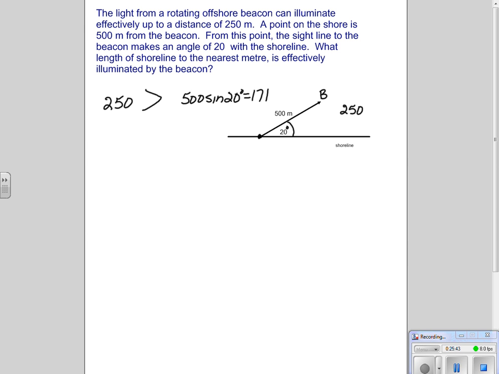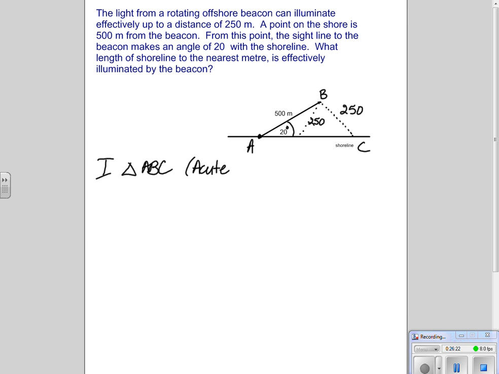That means that point at B could extend that way or that way, and I see a distance along the shoreline that the question is asking me to look for. So I want to find the distance along the shore that it can light from here all the way along the beach to here. We know for the ambiguous case we have two solutions. The first solution is where we have triangle ABC, where ABC is an acute triangle, or at least the angle at C is acute. That's what our calculator is going to give us by default. So I want to find, on that triangle, length AC. I can find that length along there. That will help me to find the length along the shoreline that the light is shining.